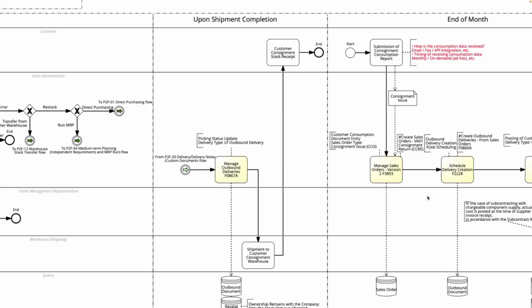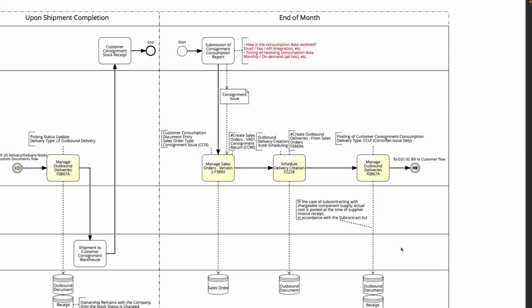Let's start the upon shipment completion section of the flow. Once the stock is ready and leaves the warehouse, the sales administrator uses the Manage Outbound Deliveries app to record that the stock has been picked and processed. At this point, the goods are delivered to the customer as a consignment stock, and the ownership of the stock remains with the supplier. This is the end of the upon shipment completion section of the flow.